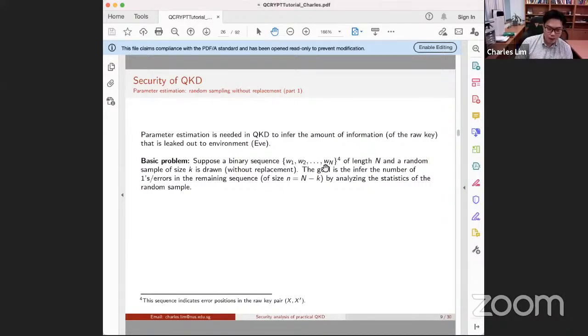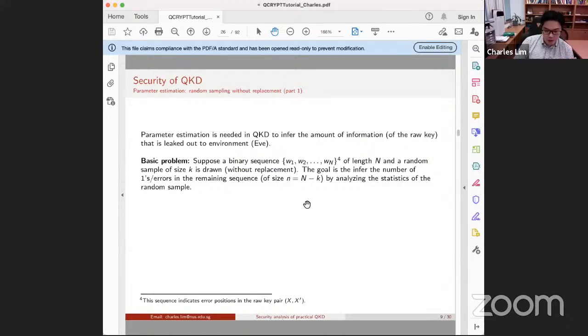And these N bits will simply correspond to the error positions in the raw key pair. So these are realized values. These are not random variables. And then what you do is that you draw k positions out of this N-length sequence, without replacement. And this will form your random sample, which in practice people typically refer to as the sample that you use for parameter estimation. And the goal here is that when you take this random sample, you want to infer how many errors there are in the remaining sequence, which is of course of size small n, which is just the difference between the capital N and the k value that you sample.